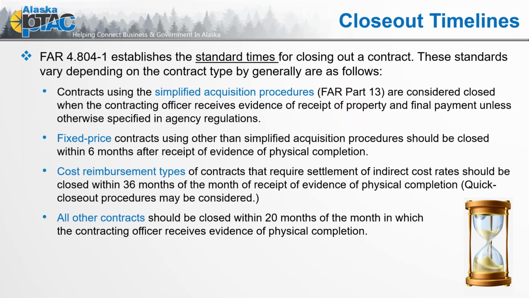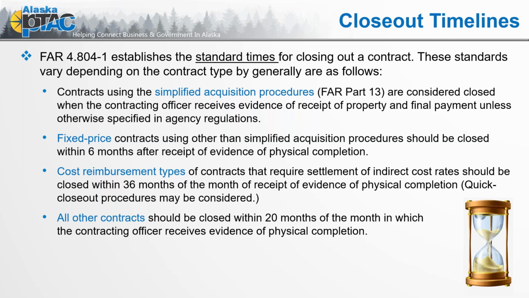With simplified acquisition, Part 13, when the work is performed and final payment has been submitted to the contractor, we can start the closeout process. Depending on the duration of that contract, it can happen very quickly, and should. A fixed price contract using other than simplified procedures should be closed within 6 months after receipt of evidence of physical completion. So it's recommended for contracting officers that within 6 months of that physical completion, the contract should be closed out.